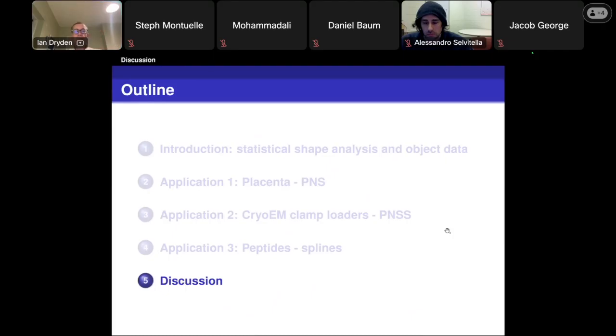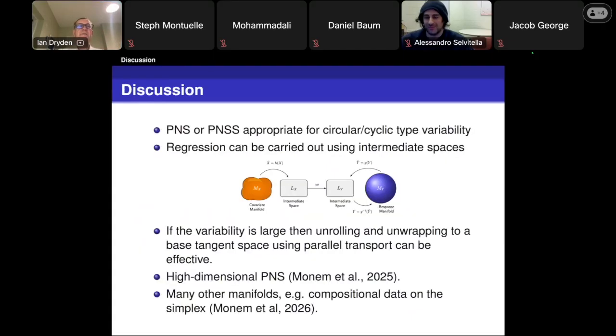Right, so I've finished. Just some brief discussion. This PNS or PNSS is appropriate for circular or cyclic type variability, and I would argue in the placenta it really is cyclical. You've got these contractions going on. With the clamp loader, again you've got this circular movement of the arms coming in.